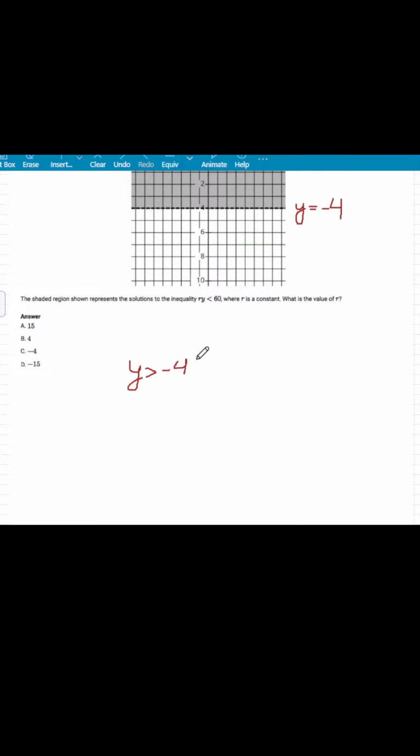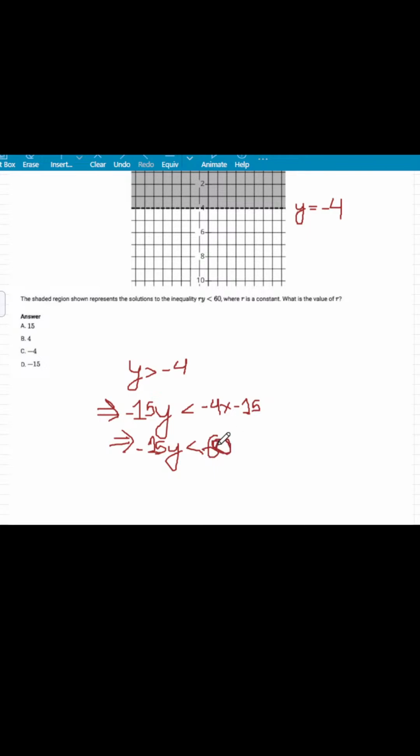Now to make it 60, we'll multiply both sides by -15, so the sign will change. So we'll have -15y less than, since we are multiplying with a negative number, the sign of inequality will change, and we'll have to write -4 multiplied by -15. So we can again write it as -15y less than 60.